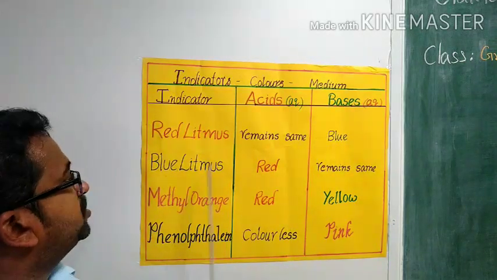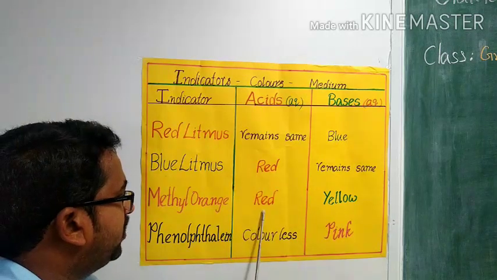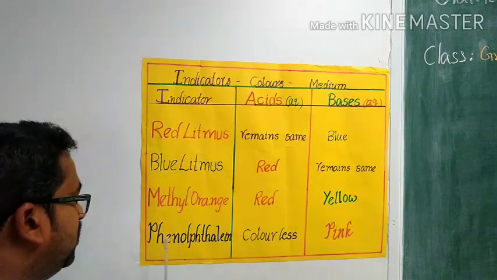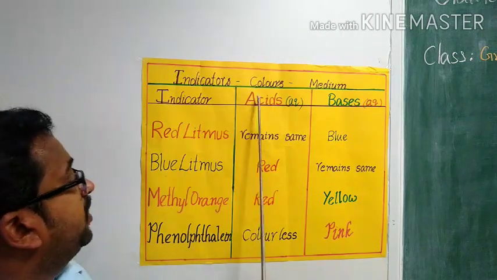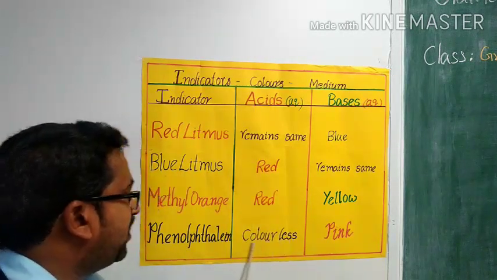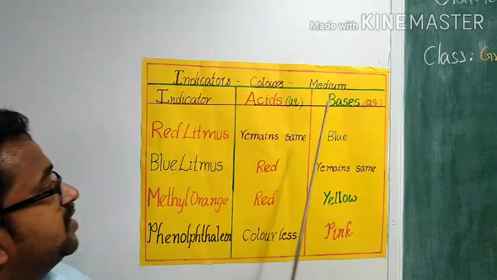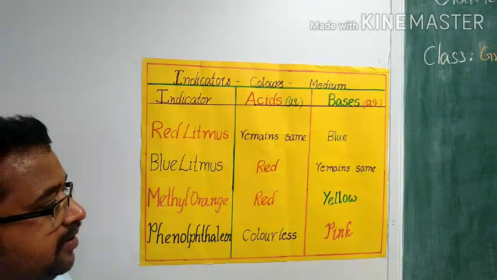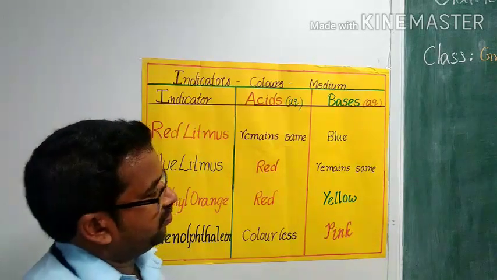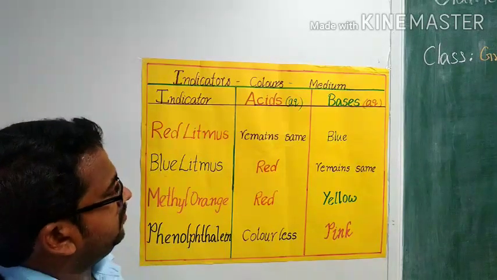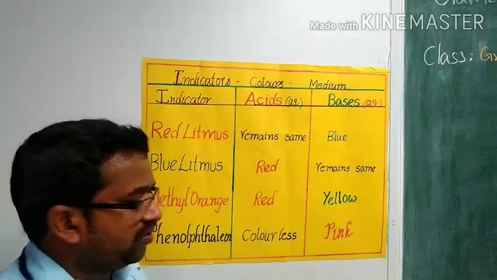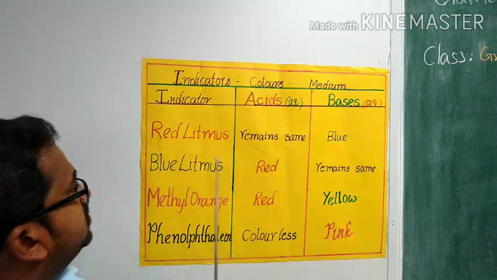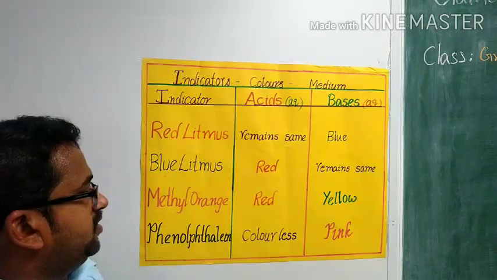And methyl orange in acidic medium is red, methyl orange in basic medium is yellow. Phenolphthalein in acidic medium remains colorless, and in bases the color of phenolphthalein is pink. So whenever you are listening, first you have to maintain running notes, and I am giving some time to tabulate this. It is about the content.